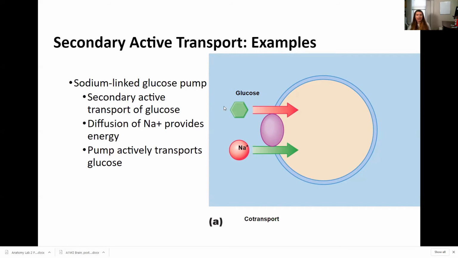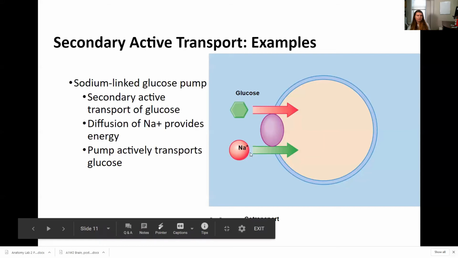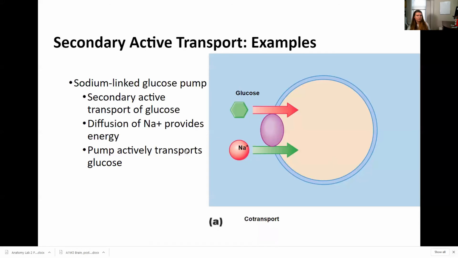So we're going to need to do active transport in order to move against this gradient. But instead of using ATP to fuel our pump, we're going to take advantage of a sodium gradient that has built up. So in this case, there would be a lot of sodium outside the cell, but not that much inside the cell. So the diffusion of sodium, so basically the passive transport of sodium, is going to create movement here, and that movement is going to pull the glucose through. So the pump is actively transporting glucose by taking advantage of the sodium gradient.